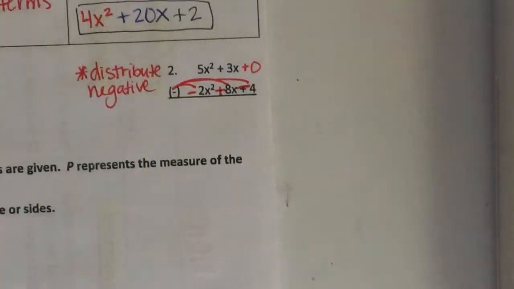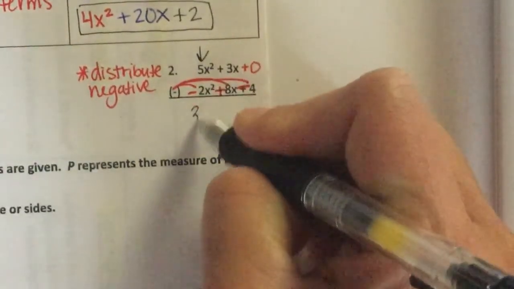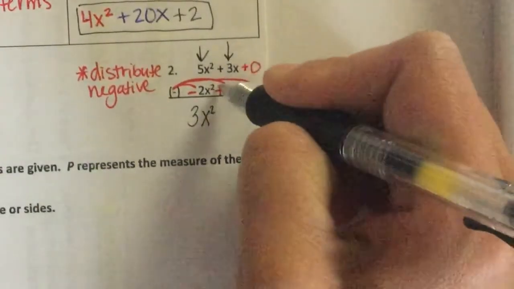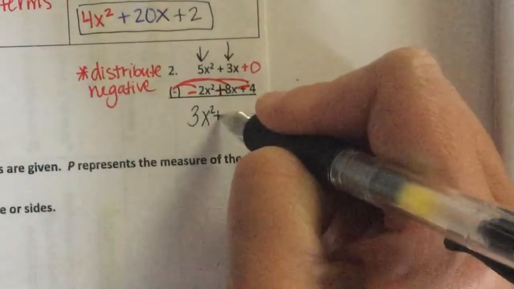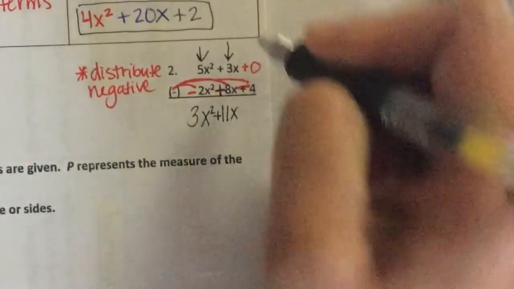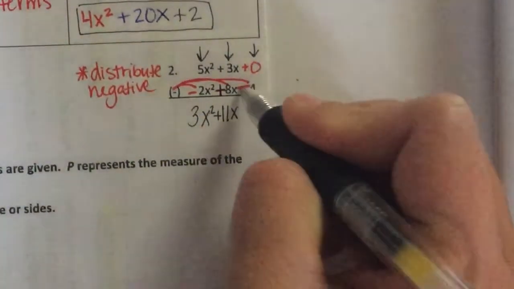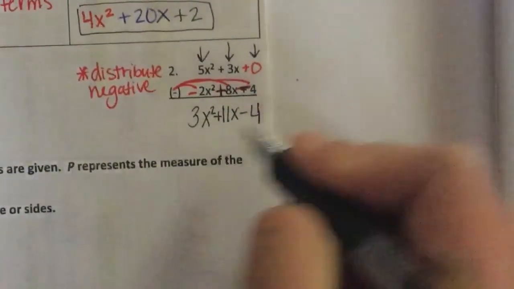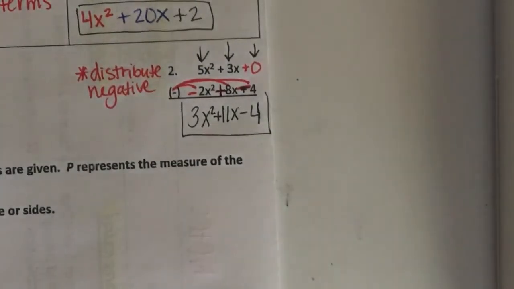Now you combine your like terms. Here, 5 minus 2x, 3x squared. Here, 3 plus 8x, 11x. Here, 0 minus 4, negative 4. Now you're done. Distribute the negative and then combine like terms.